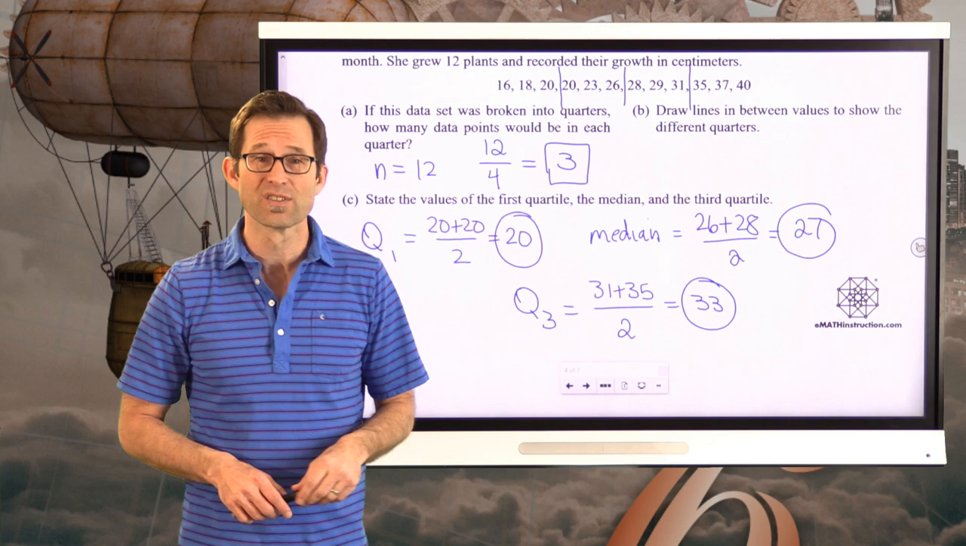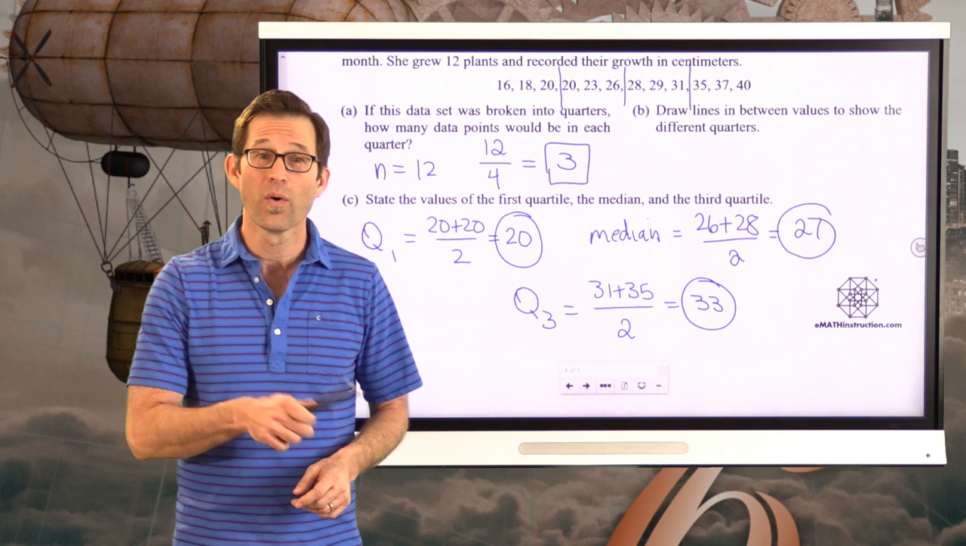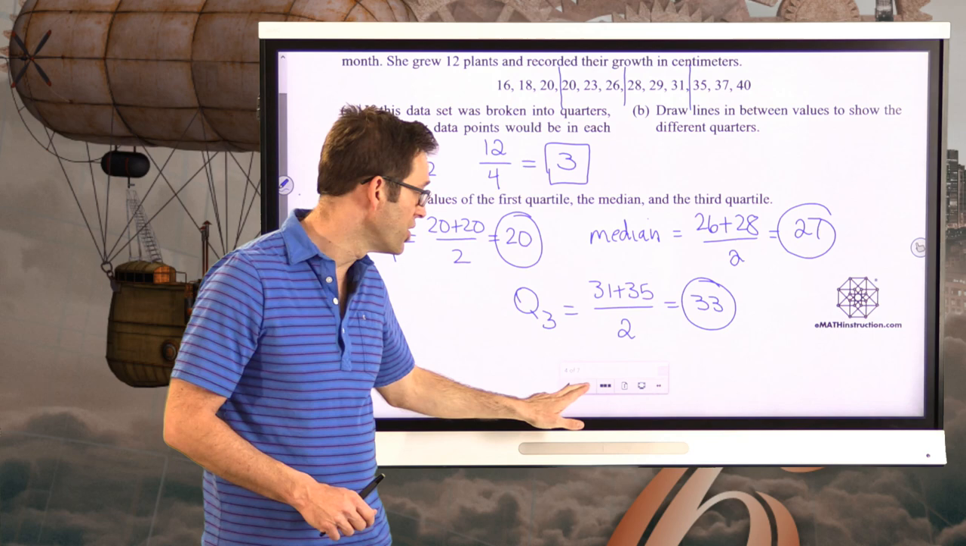We can easily quarter up the data set. Most of the time, it doesn't work that nicely. In fact, I'd say 3 out of 4 times, we're not going to have a multiple of 4 that we can divide by 4. So let's see what we do if it's not that easy.